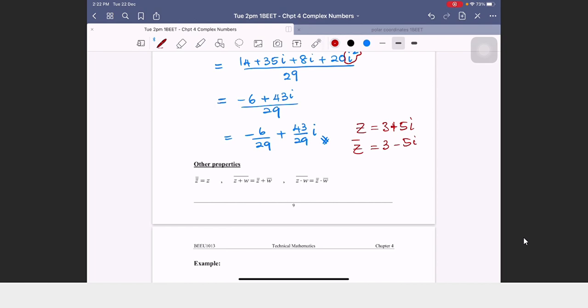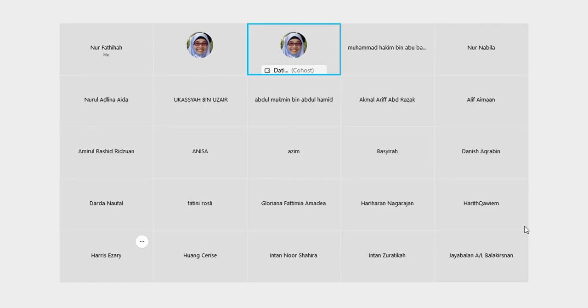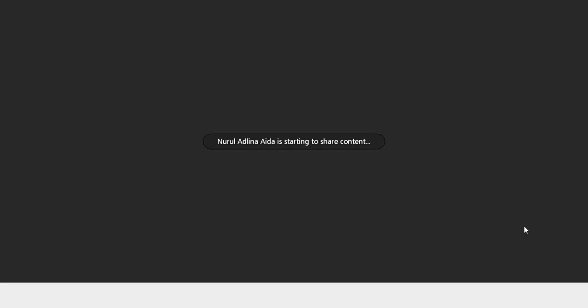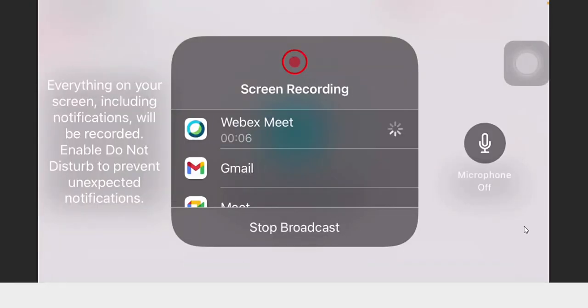And then if you take z bar and bar it again one more time, you get 3 plus 5i, which is the same as your z. So this is the first property here. The next property says that the conjugate of a sum of two complex numbers is the same as the sum of the conjugates of those complex numbers.